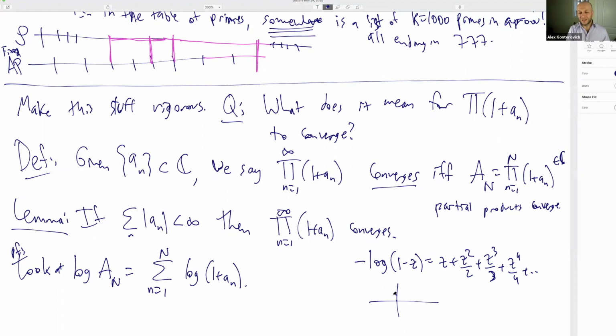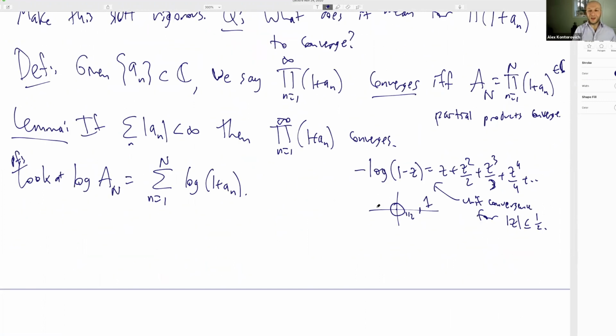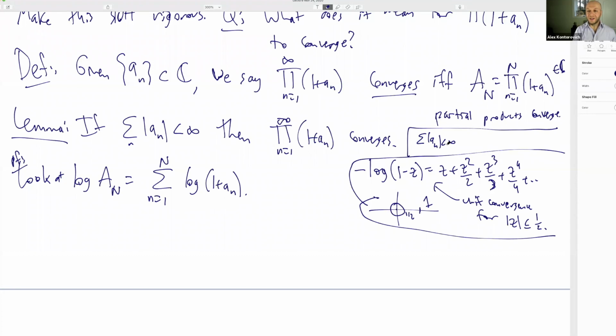If z is, let's say, less than a half in absolute value, just to be safe. So here's the place that I want to stay away from. This is uniform convergence for z, let's say, in this compact ball of size a half. Well, if the ANs converge, the sum of the ANs converges implies the ANs go to 0.